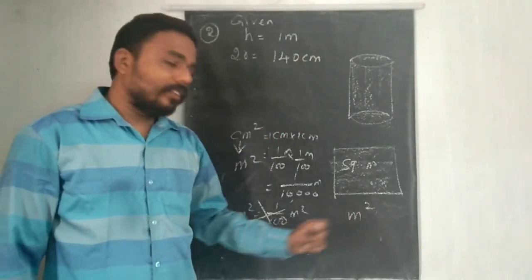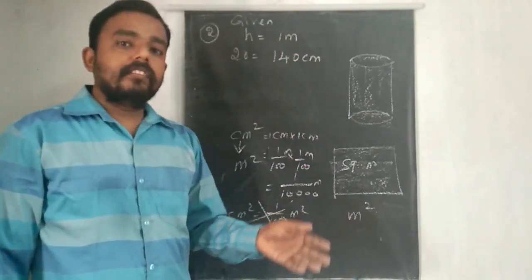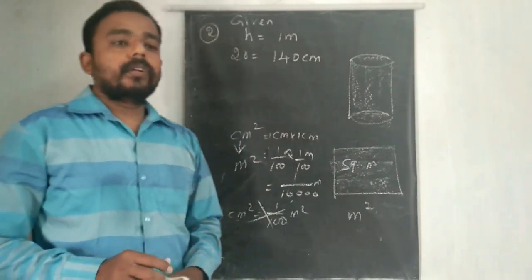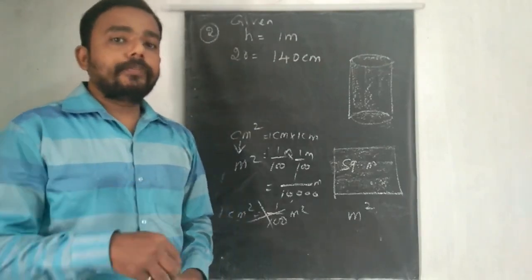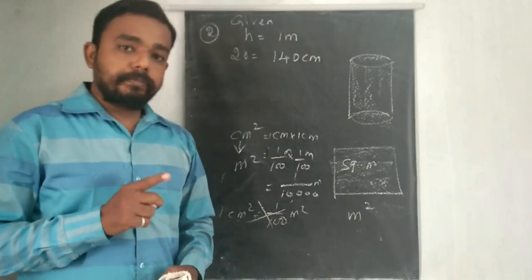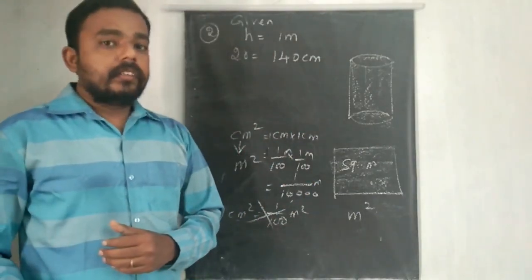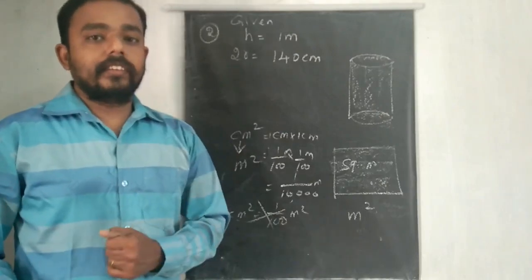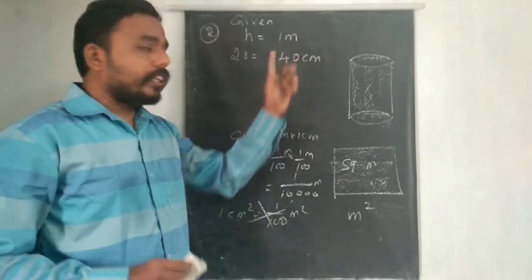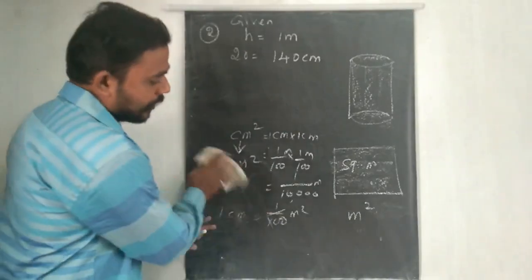If the question asks for square centimeter, convert your meter into centimeter. If square meter, convert your centimeter into meter. In the same way you can think about the cost. You are going to spend the cost per centimeter square or per meter square. If you have per centimeter square, convert your thing into centimeter. If the question gives per meter square cost, convert your thing into meter. So as per the question, convert your given data into the particular unit. Just follow this idea, it is a useful thing to write.